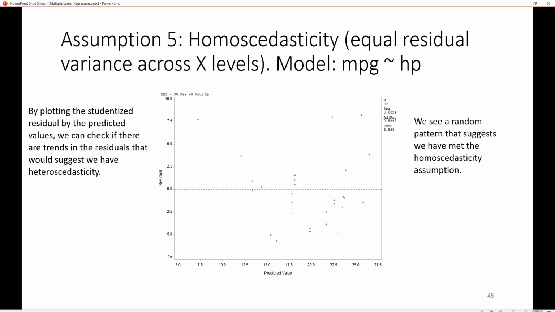And here's another plot, so we can plot the studentized residuals by the predictive values. We can check if there are trends in the residuals that would suggest we have heteroscedasticity. This looks normal here, so we don't see a pattern.